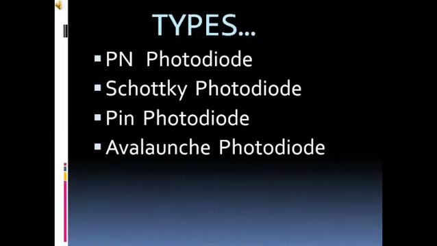So let's talk about the types of photodiode. Although there are numerous types of photodiodes available in the market and they all work on the basic principle, we can classify them on the basis of their construction and function as follows. There are four: first is the PN photodiode, then the Schottky photodiode, then the PIN photodiode and the avalanche photodiode. If you want to learn more about them, you can click on the suggested part and read from there for more information.